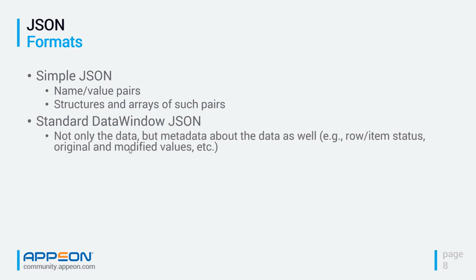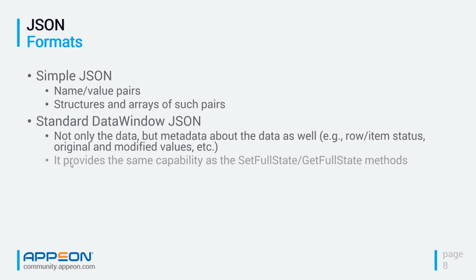So it's not just the data; it's metadata about the data. In other words, it will have row and column statuses. It will have the original and modified values. It will have metadata about the columns. It's everything you need if you wanted to take data that had been modified on the client by the user, and you wanted to send it up to the server, and you wanted the server to be able to process the updates to that data through the DataWindow as if the changes had been made on the server somehow.